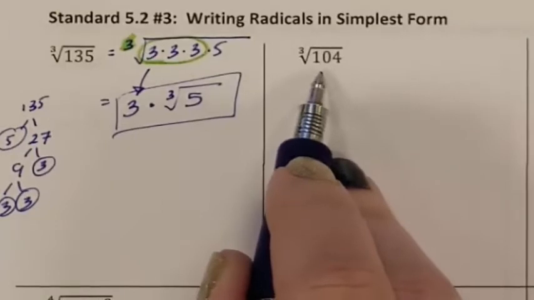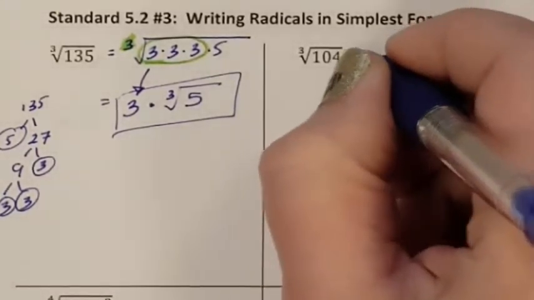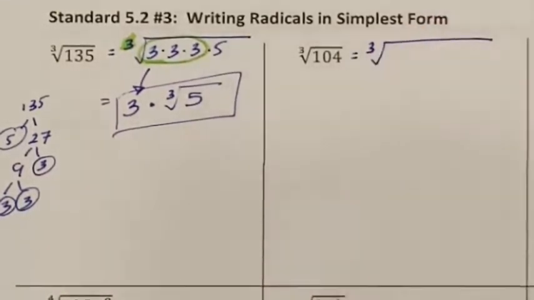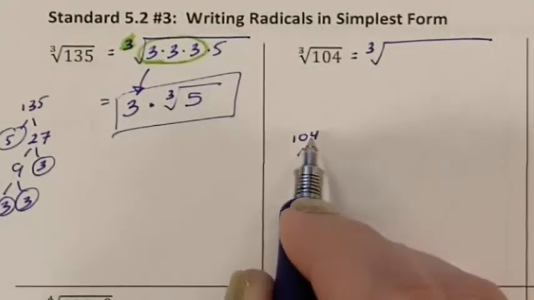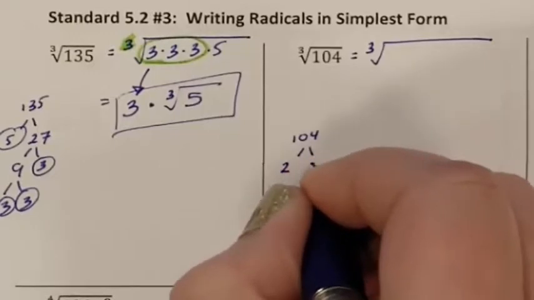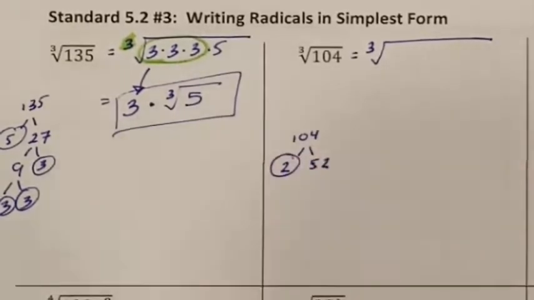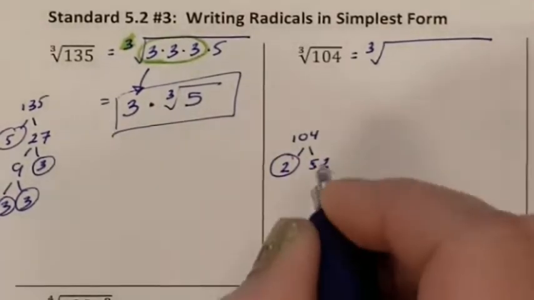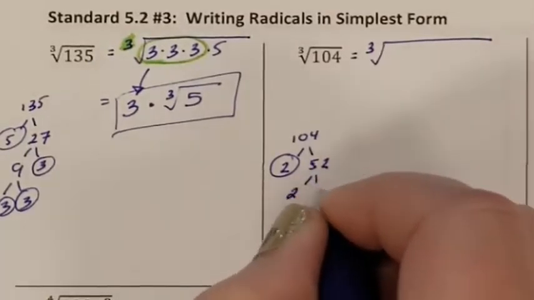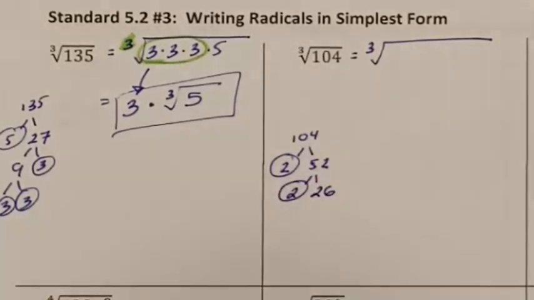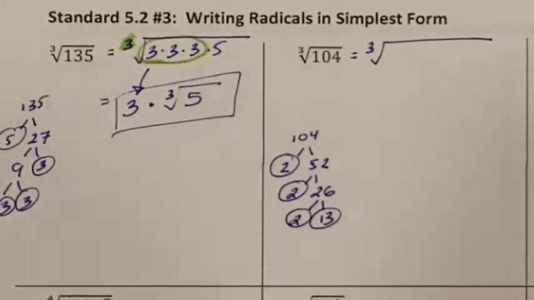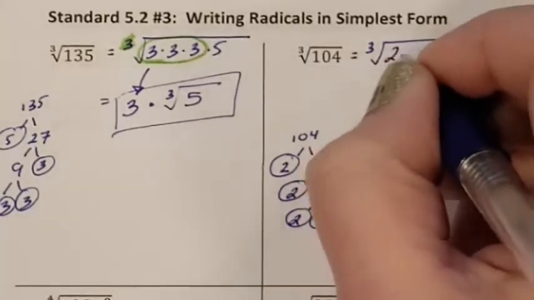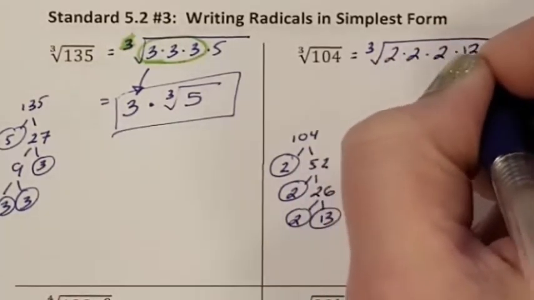I need the third root of 104. If I'm taking the third root of 104, then I need to prime factorize 104. So here is my factor tree for 104. Because it's even, I know I can divide it by 2. So that's 2 and 52. 2 is prime, 52 is not. It's even again, so I know I can divide by 2 again. So it's 2 and 26. 2 is prime, 26 is not. I'm going to keep breaking it up until all my numbers are prime. So I have 2 times 2 times 2 times 13.